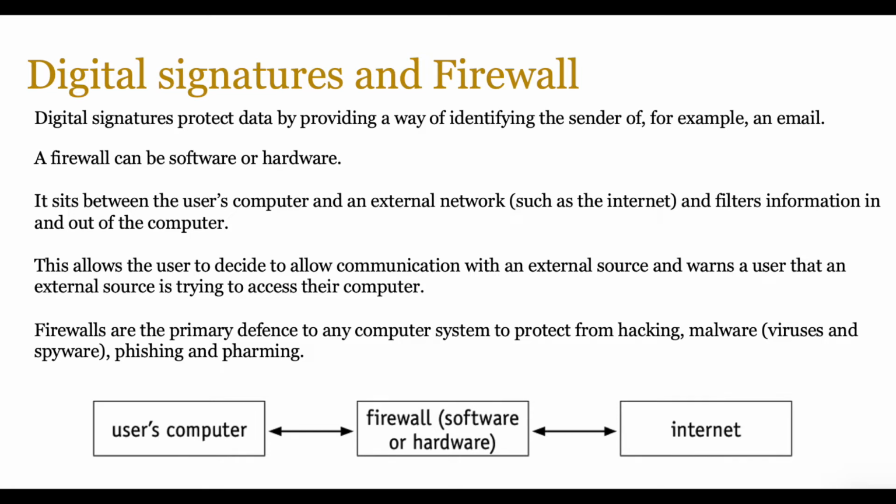A firewall, on the other hand, can be a better device for protection. A firewall can be software or hardware. It sits between the user's computer and an external network, such as the internet, and filters information in and out of the computer or the network. This allows the user to decide which type of communication to allow with an external source, and it warns the user that an external source is trying to access their computer if they don't meet the required guidelines, or if they're not listed in the allow list.